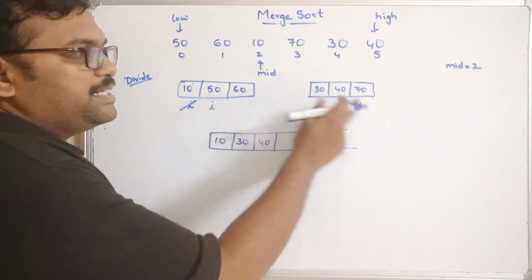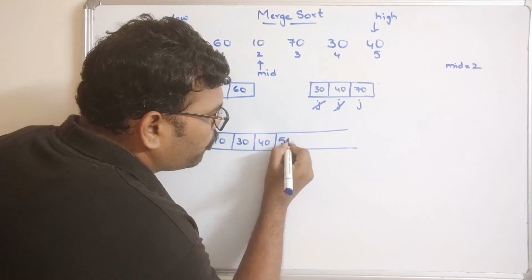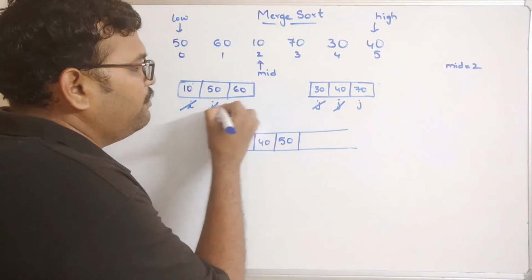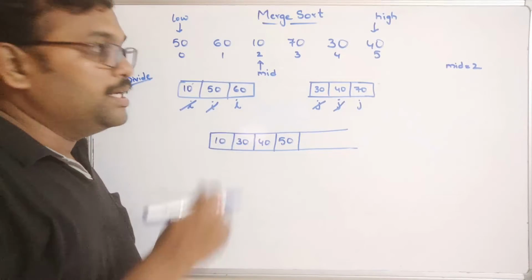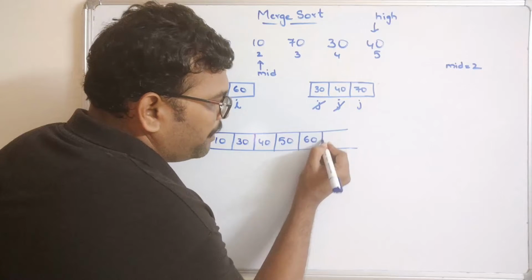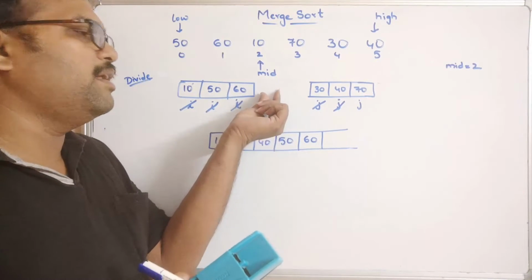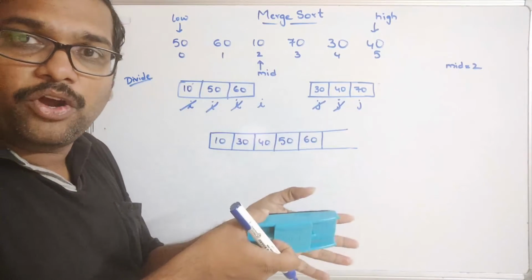And again 50 and 70. So 50 is less. So 50 will be copied here and I will be incremented towards here. So 60 and 70. 60 is less. So 60 will be copied here and I will be incremented, and there is no element in the array. So it goes beyond the index.